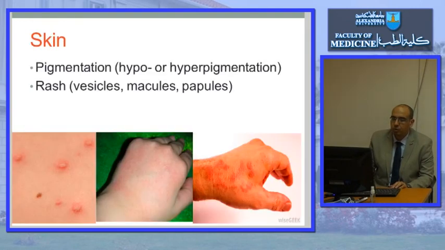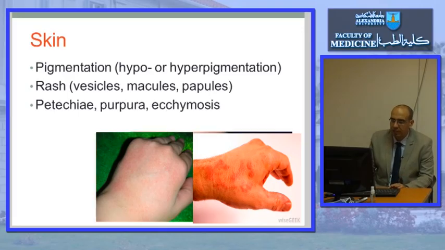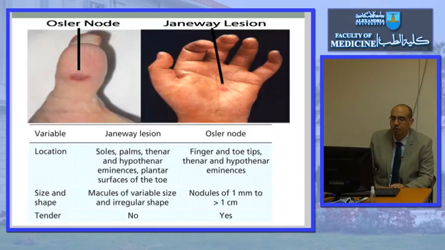Skin, we should comment if there is pigmentation, hypo or hyperpigmentation, or there are vesicles, macules, and papules in the hand, or petechiae, purpura, or ecchymosis. Also, we should comment if there are nodules in the palm of the hand, like, for example, Osler nodule or Janeway lesion.